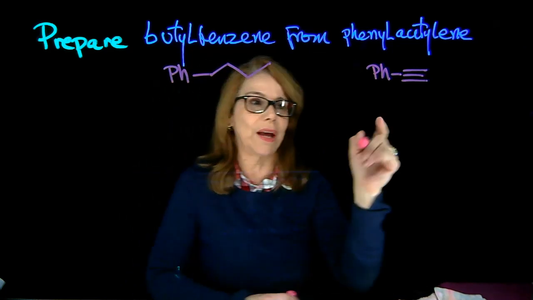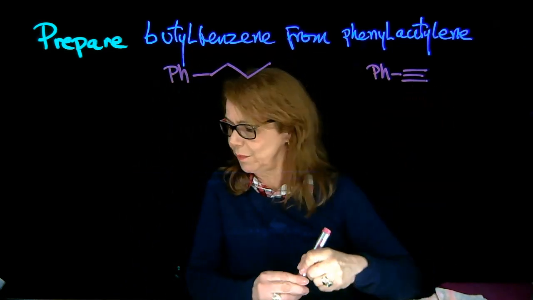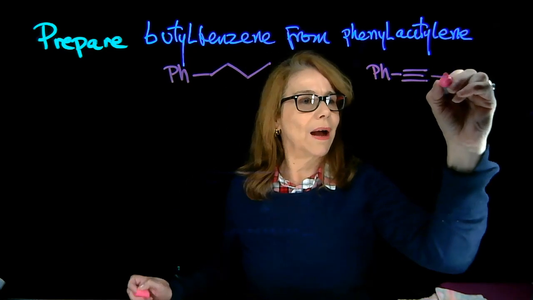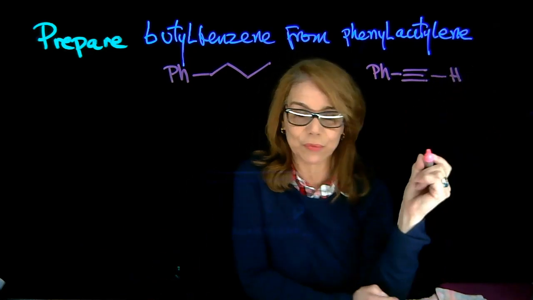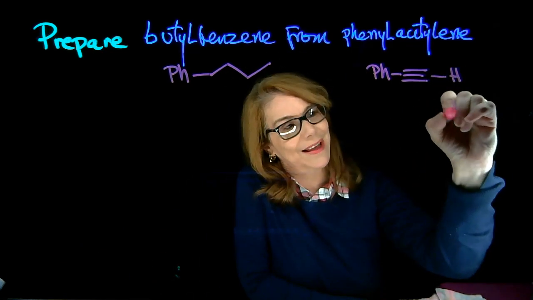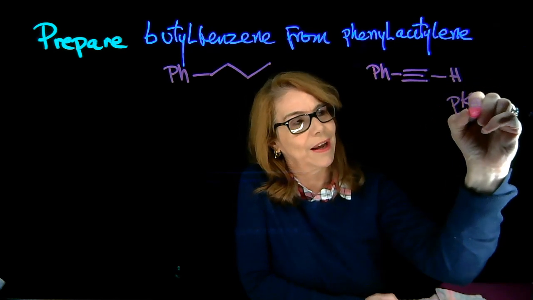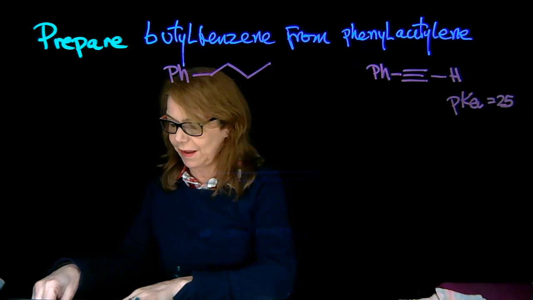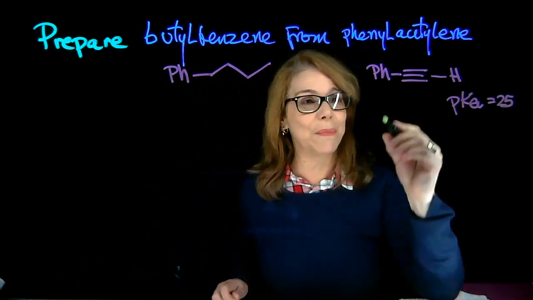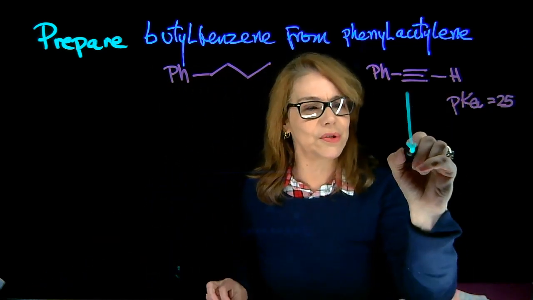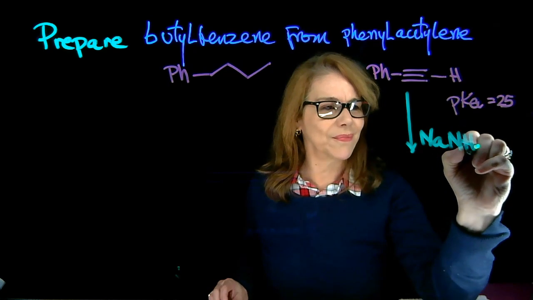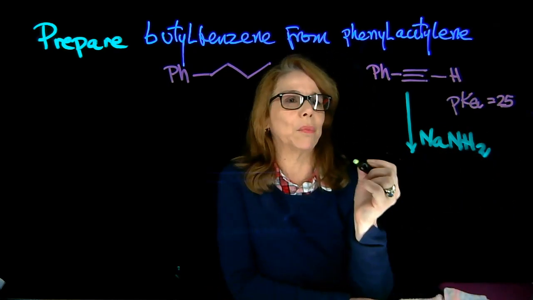The way to do that is using the acid-base property of the hydrogen here of the acetylene, which is acidic. Let's remember that the pKa here is 25. So I can use a very strong base, such as sodium amide, to remove the hydrogen. So say that I use sodium amide, and the solvent can be ammonia.